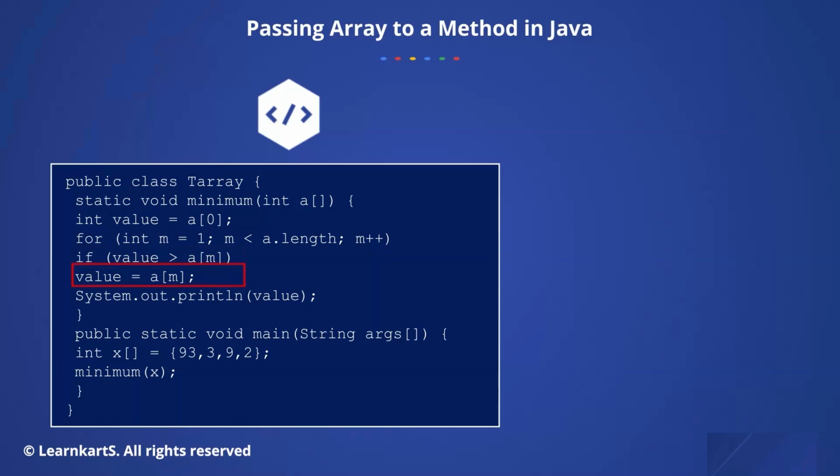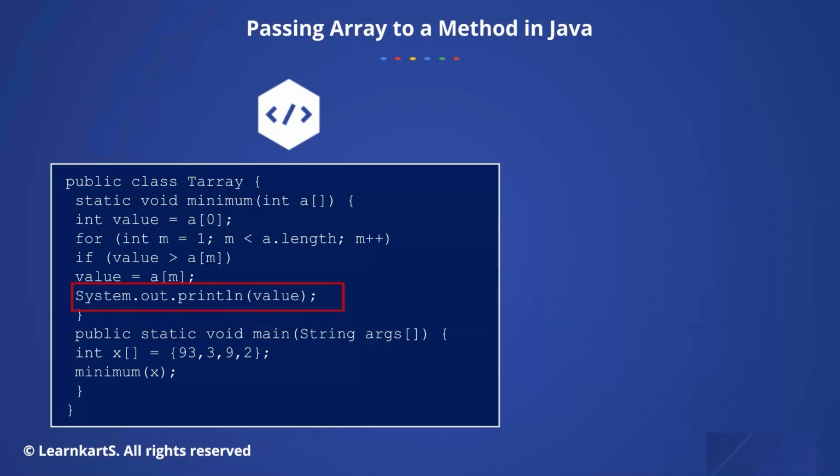Value will be equal to a[m]. Since this condition is true, because 93 is greater than 3, value will now be stored as 3. Before it prints, System.out.println will print the value. Remember that we should have put curly braces to indicate this, but this also works.